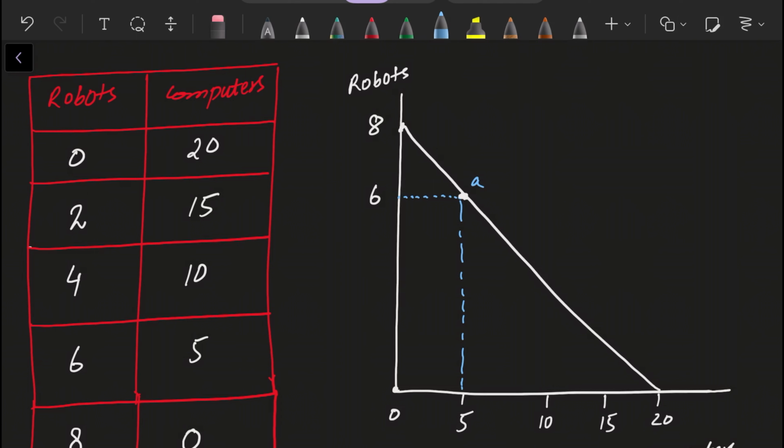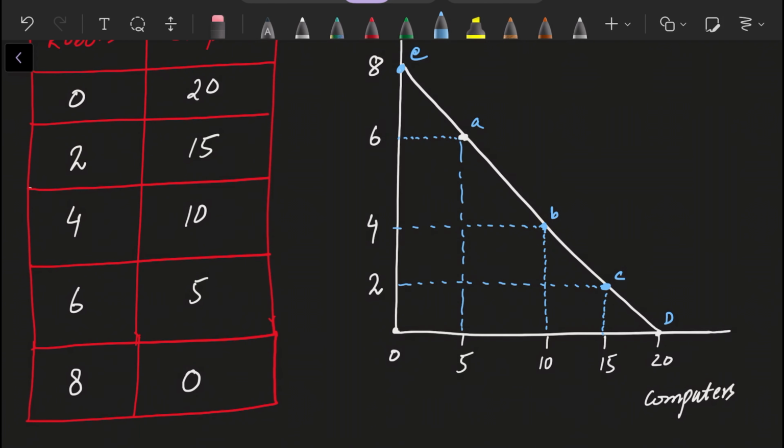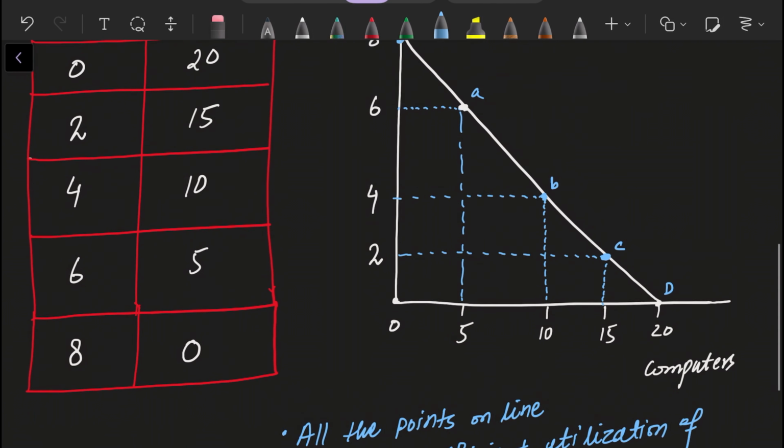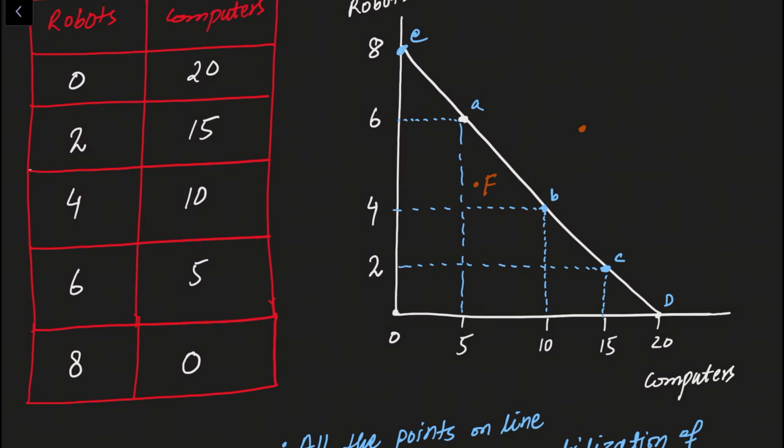So at point A, economy produces 5 computers and 6 robots, while at B, economy produces 4 robots and 10 computers. Similarly, at point C, we can see that the economy produces 15 computers and 2 robots only. All of these points A, B, C, D on the curve show that the economy is utilizing all of its resources efficiently. So what is the meaning of a point which is below this line?